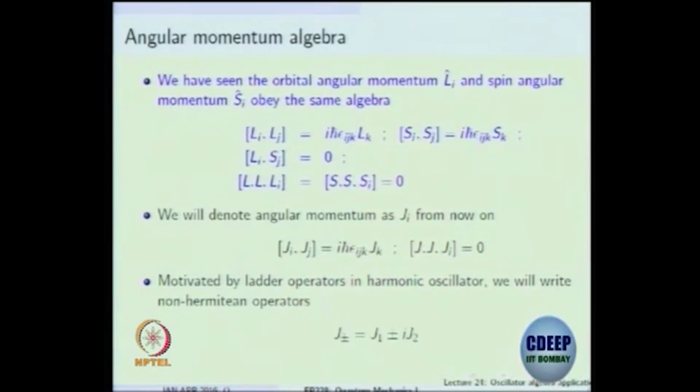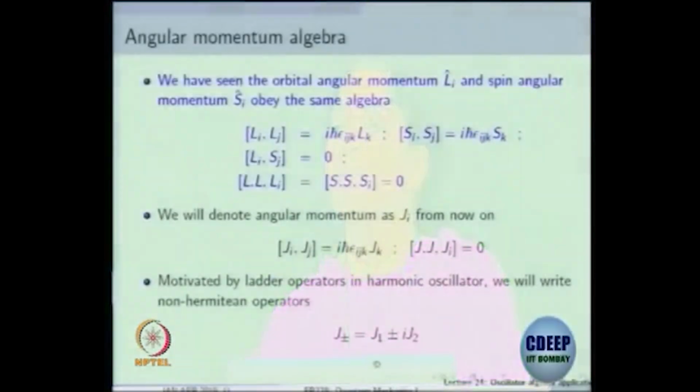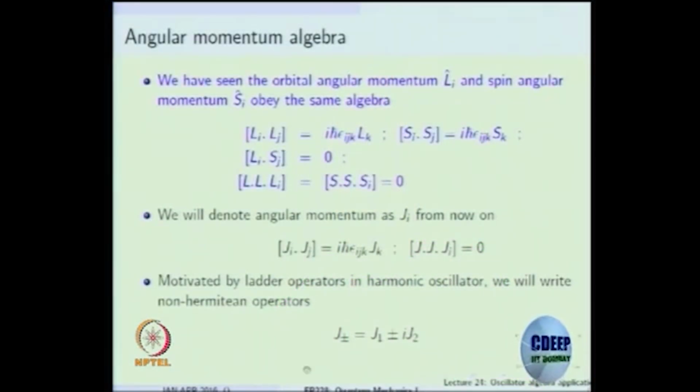Okay. So motivated by this harmonic oscillator ladder operators, let's write J plus as J1 plus iJ2. I'm using 1, 2 and 3 as X, Y and Z. Okay. And J minus as J1 minus iJ2. The angular momentum operators, which I am writing as J plus and J minus, look similar to the way we wrote non-Hermitian operators in the oscillator algebra.